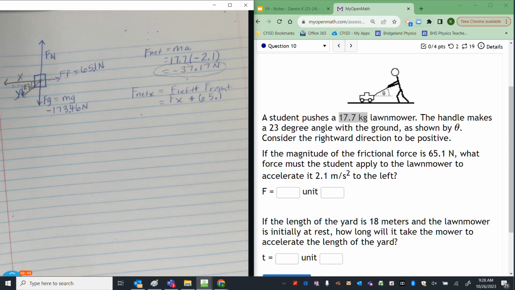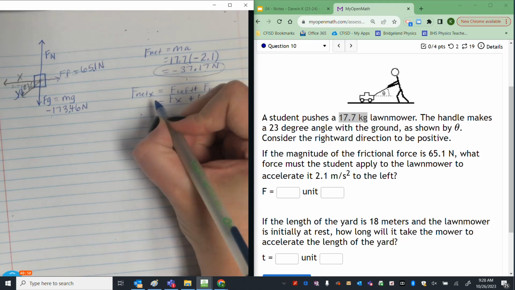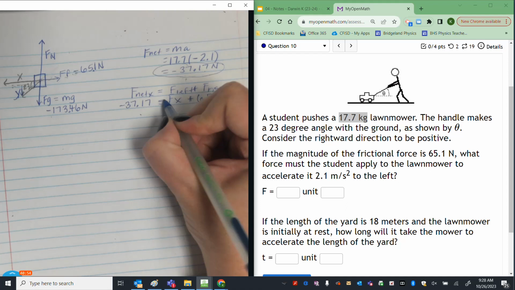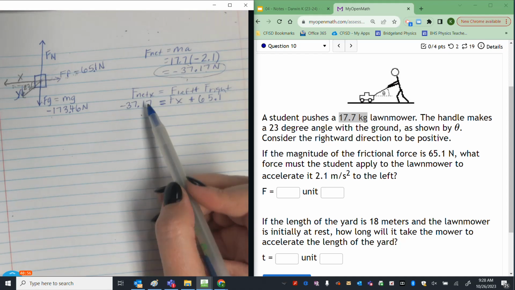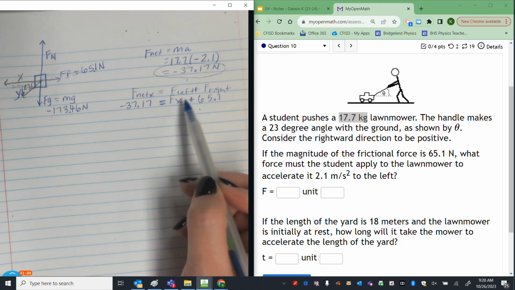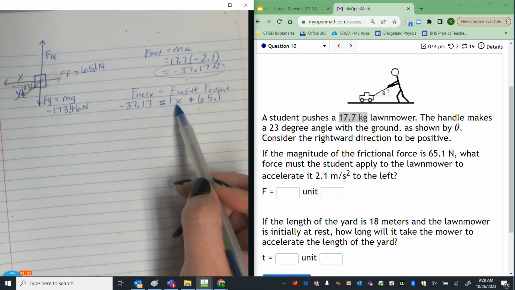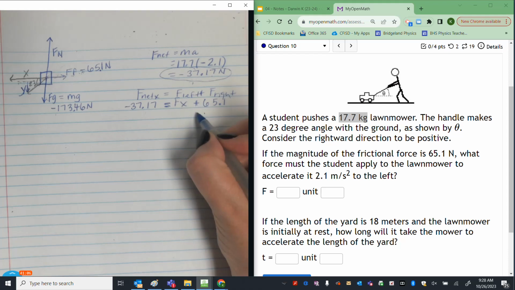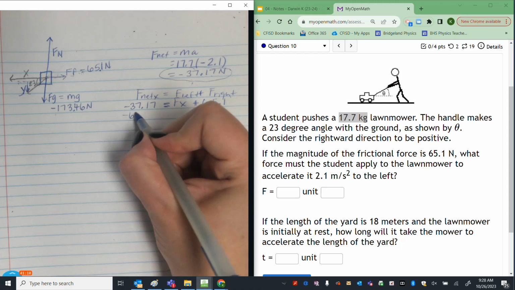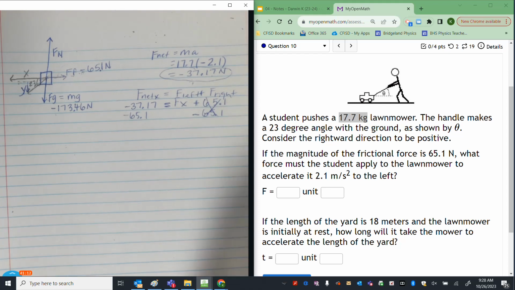Negative 37.17 is the value we found up here a minute ago. So you're just plugging it into this equation because the net force is the sum of my forces. If I want to solve for this x component, which is the other piece of the total net force, I need to isolate that variable, which means I need to subtract 65.1 from both sides. Again, it's important to keep your signs correct here, otherwise you won't get the right answer.